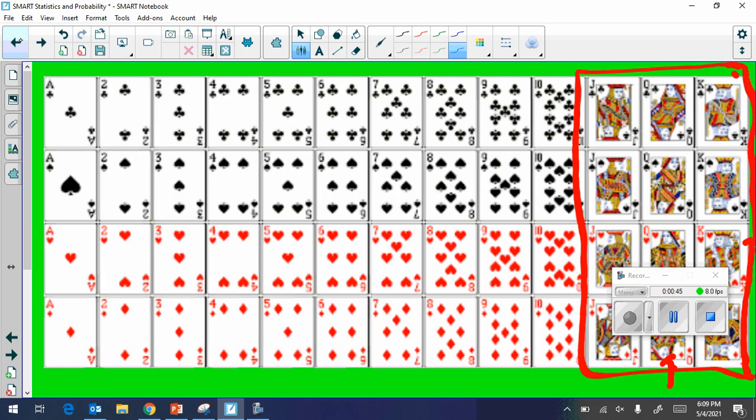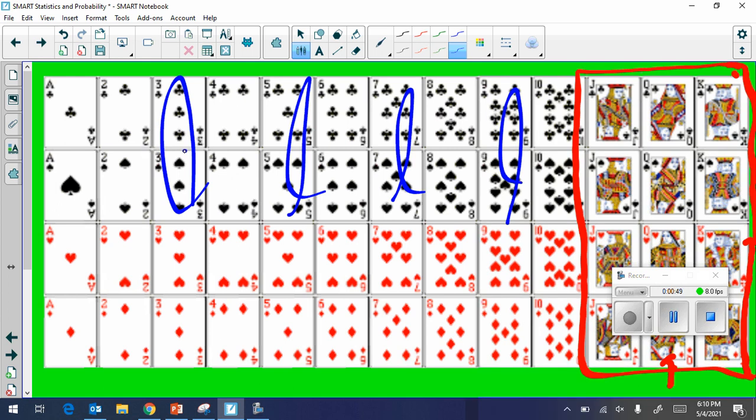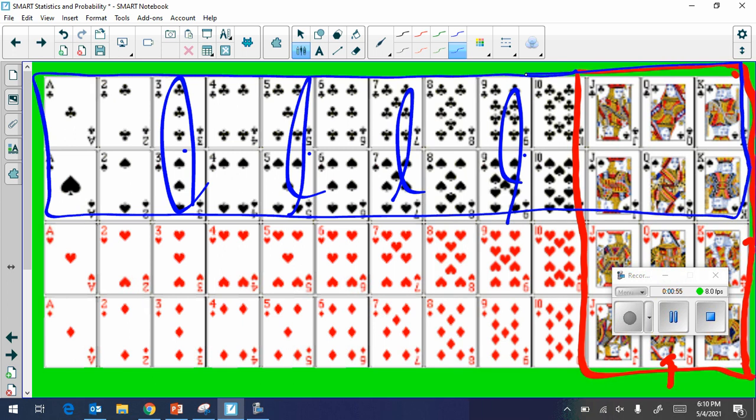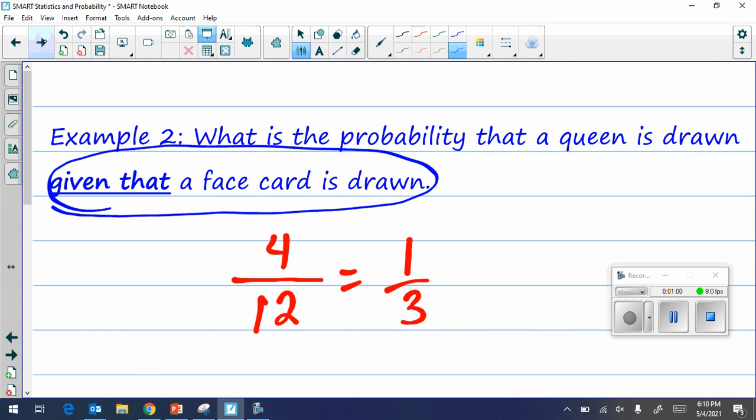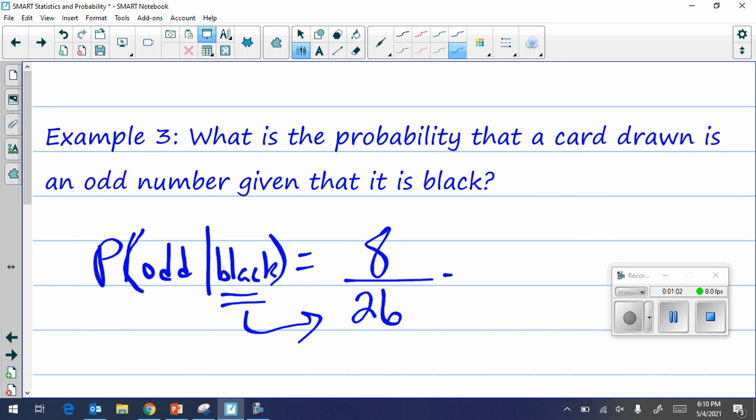Odd numbers would be 3, 5, 7, and 9. So 2, 4, 6, 8 of these, 26 cards are odd, and then of course we would reduce that. So dividing top and bottom by 2, I get 4 out of 13. So I'm not using my formula, but I am using a little bit of logic there.